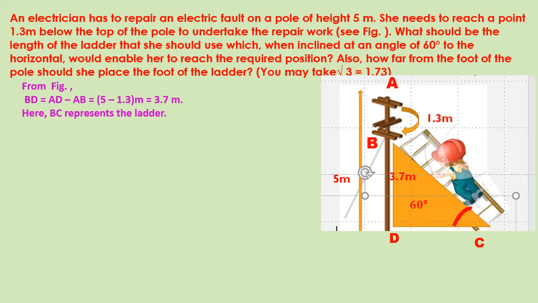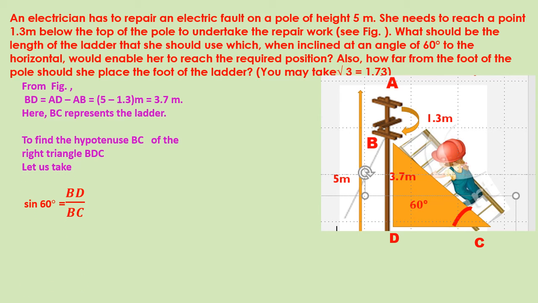See, 3.7 is AD minus AB, and BC is the length of the ladder. For that we took sine 60 is equal to BD by BC, and sine 60 is root 3 by 2. BD is 3.7, written inside the triangle, upon BC. Therefore, BC is equal to this. You will get 4.28 approximately.